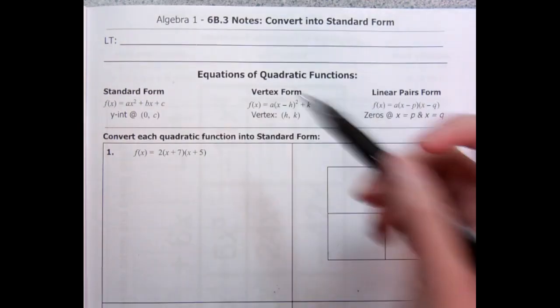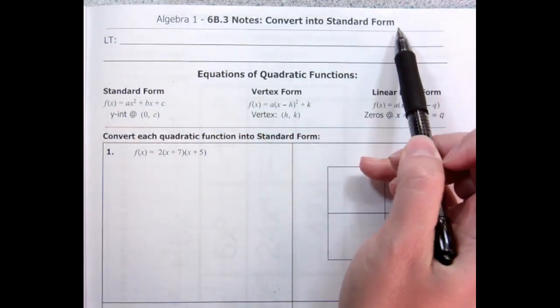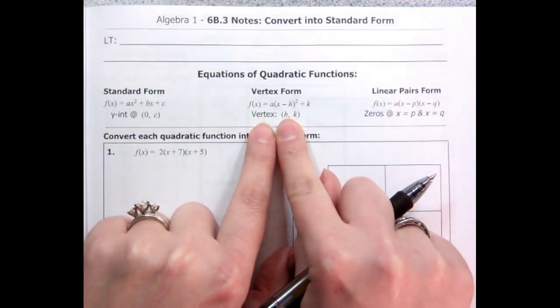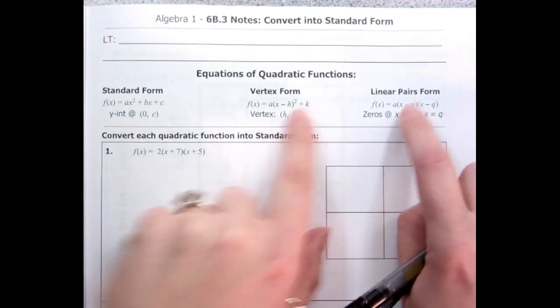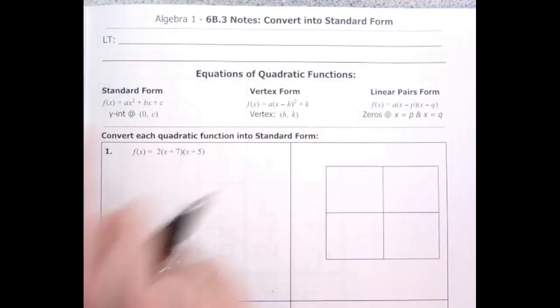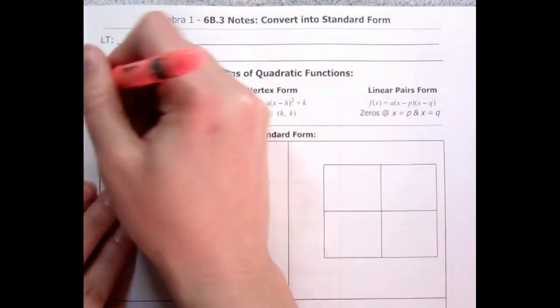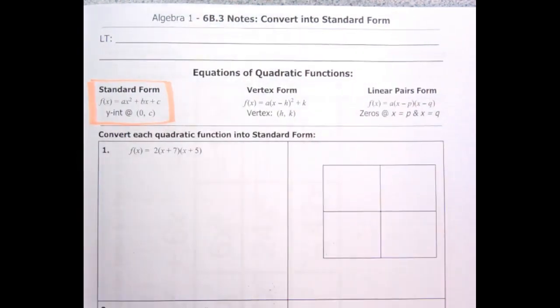Notes today. We are doing 6B.3. We're going to be converting to standard form. So our last two notes, we wrote either our equation in vertex form or in linear pairs form. So now we're going to take one of those and convert it to this third form over here, this standard form. So this is the goal today, is we are going to get it to standard form.